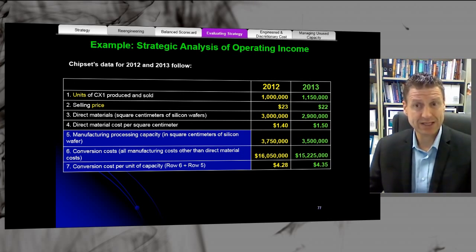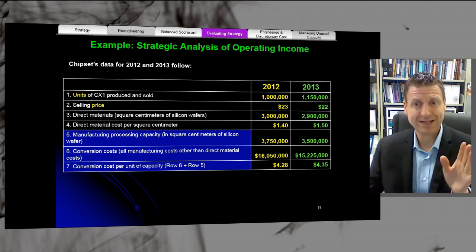1 million in 2012, 1.15 million in 2013. The selling price, $23 in 2012, $22 in 2013. What about direct materials? We got direct materials used, 3 million in 2012, 2.9 million in 2013. What about direct material costs?